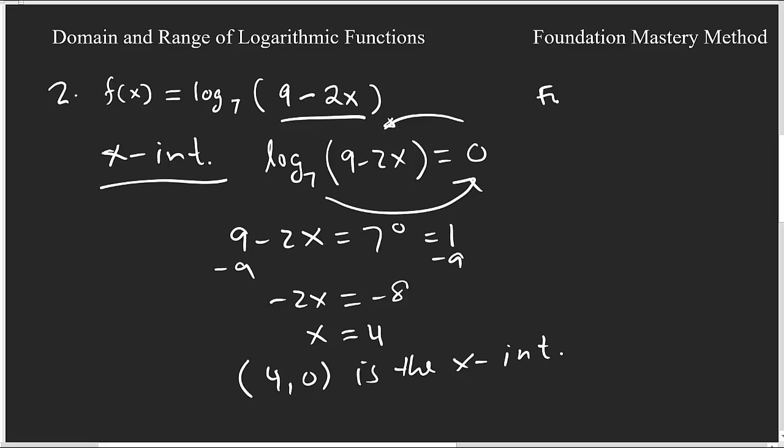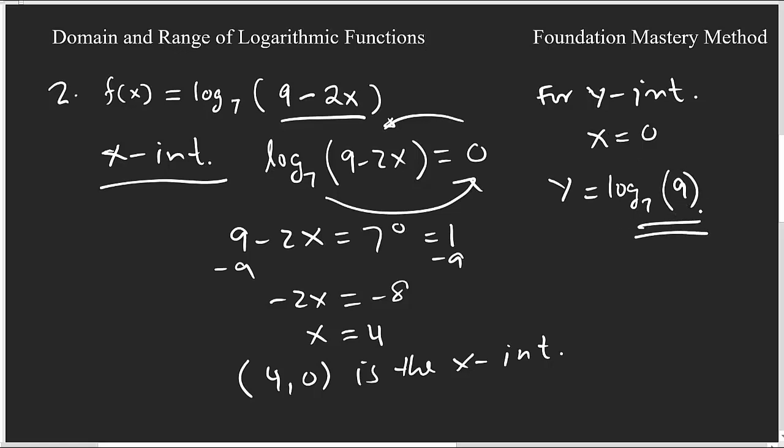For the y-intercept, we know that x is 0, and then we get y equals logarithm base 7. If x is 0 then it is just 9. So then this is my y-intercept. You can write it like this, or you can use your calculator and write a simplified answer like this. So our base is 7.